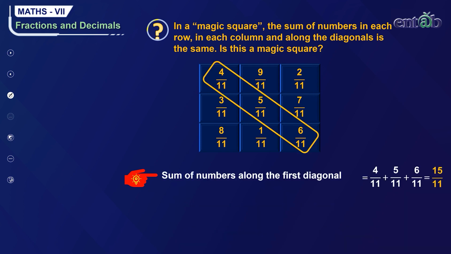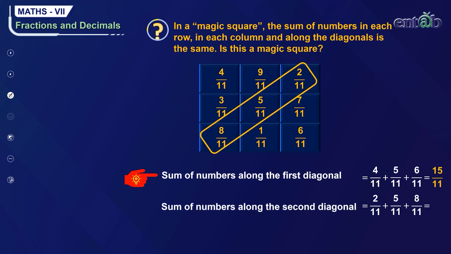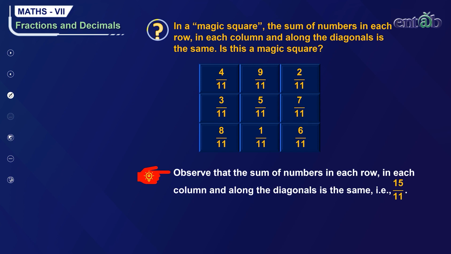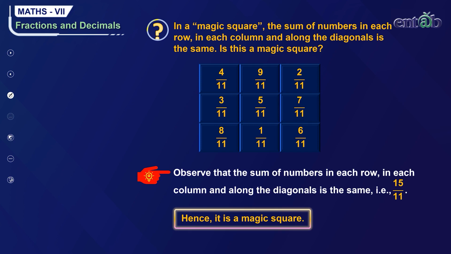Next, let us find out the sum of diagonals. The first diagonal, 4 by 11 plus 5 by 11 plus 6 by 11, is 15 by 11. The second diagonal, 8 by 11, 5 by 11 and 2 by 11, together they add up to 15 over 11. So, we observe that the sum of numbers along each row, each column and each diagonal is the same, that is 15 over 11. Thus, we can say that this is a magic square.